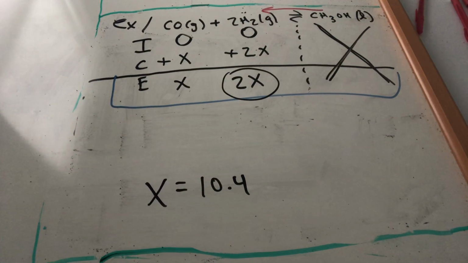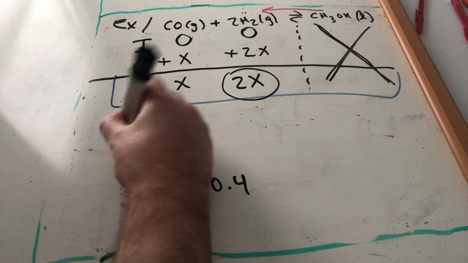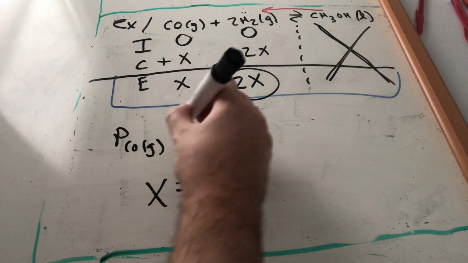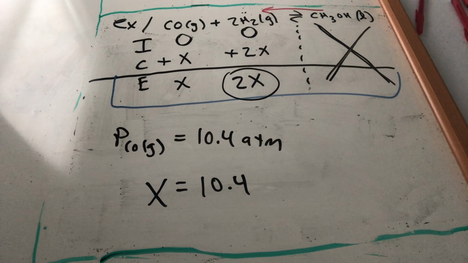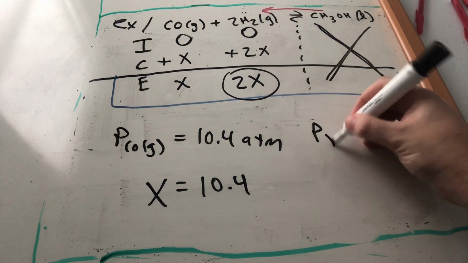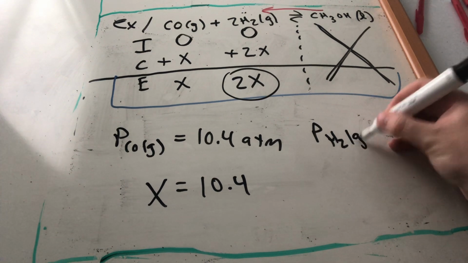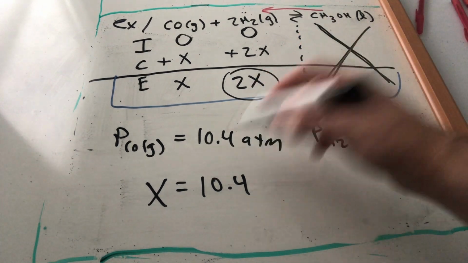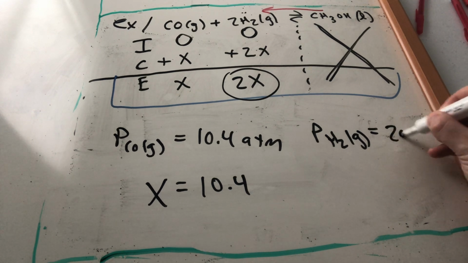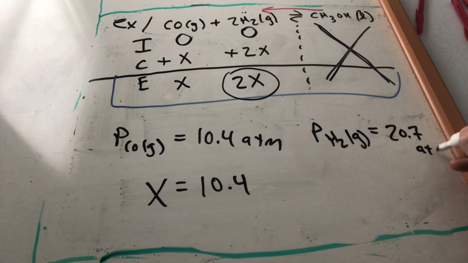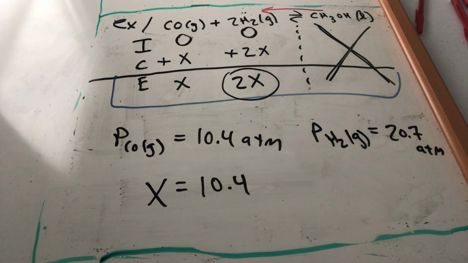Once we get that, we know what our answers are. The pressure of CO gas is equal to 10.4 atmospheres. The pressure of H2 gas at equilibrium is equal to 2 times that, so it's equal to 20.7 atmospheres. You might be asking yourself, wait a second, 2 times this is not that.